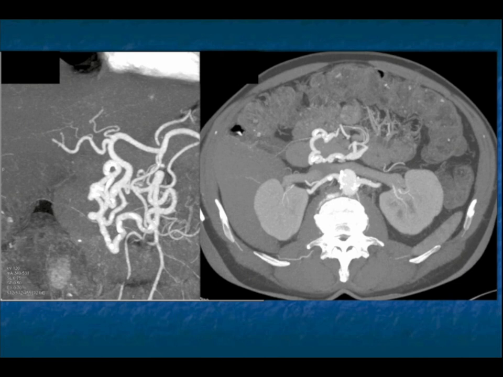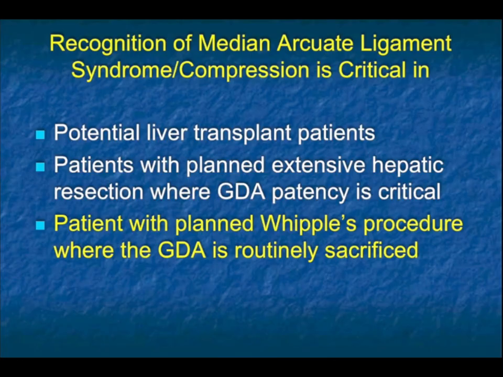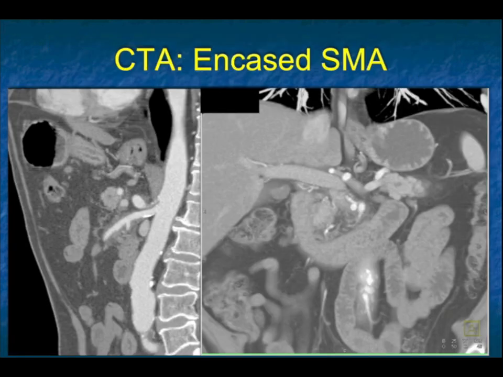Here's the MIP imaging from anterior and from a foot-up perspective, really showing you the dilated GDA and the multiple collaterals. So median arcuate ligament compression is critical, especially in transplant patients, patients with planned extension of hepatic resection where GDA patency is critical, and patients who are going to get a Whipple's procedure, where the GDA is routinely sacrificed and you need to have flow through the patient's celiac and into the patient's hepatic artery.